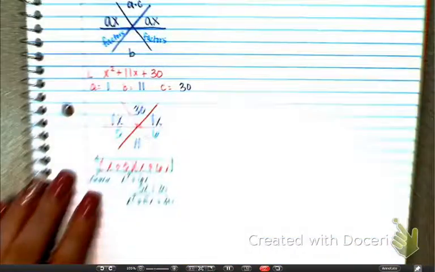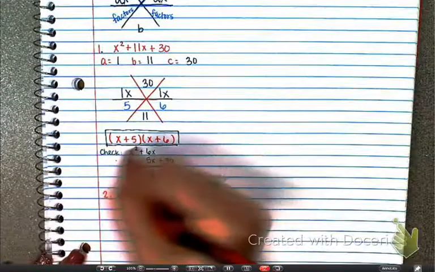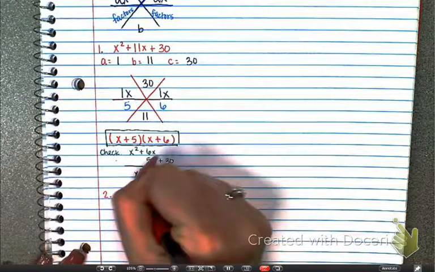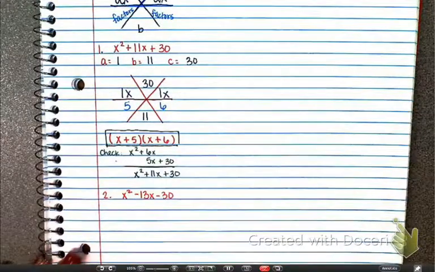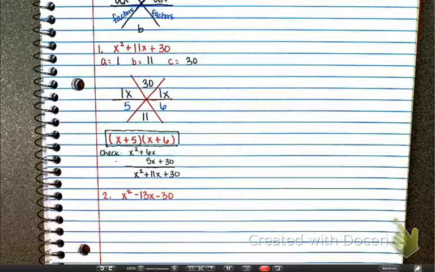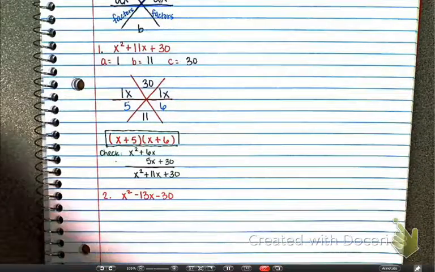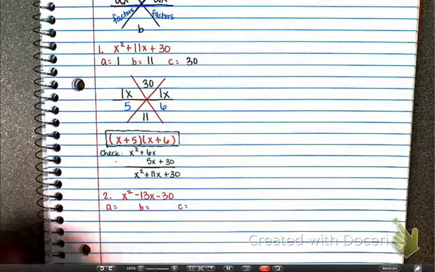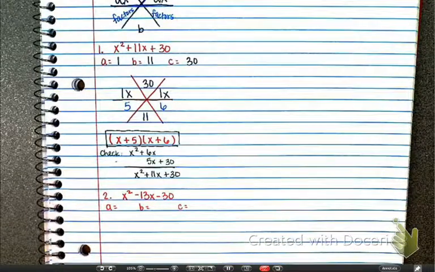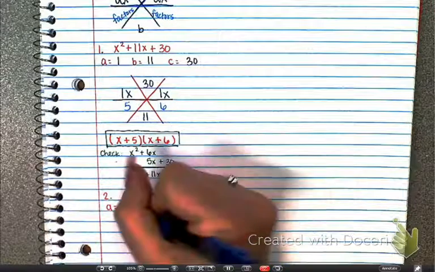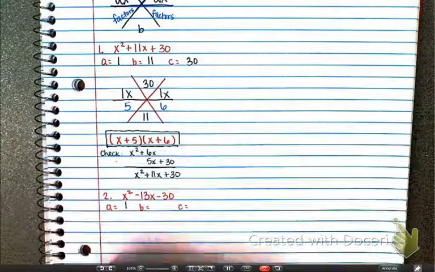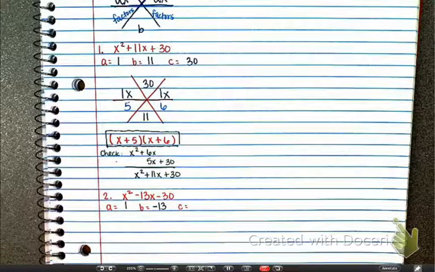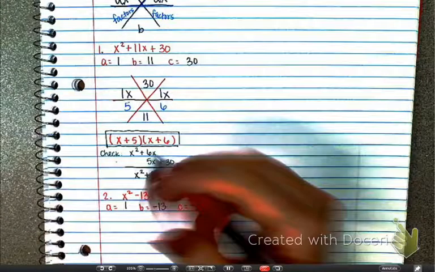All right, let's try a second one. And again, the first thing I want to do is identify A, B, and C. So x squared minus 13x minus 30. What is A? 1. B? Negative 13. That's important. And C? Negative 30. Okay, so 1, negative 13, and negative 30.